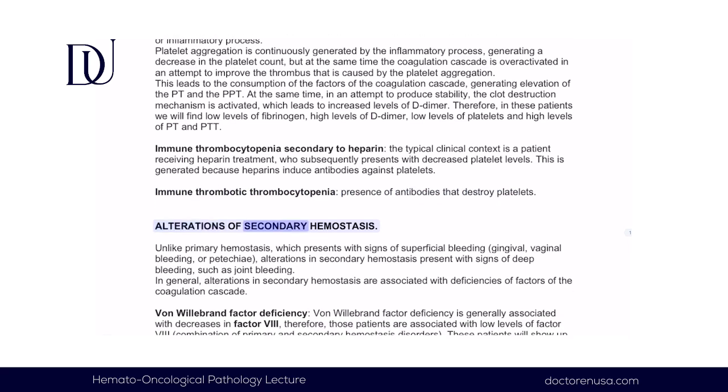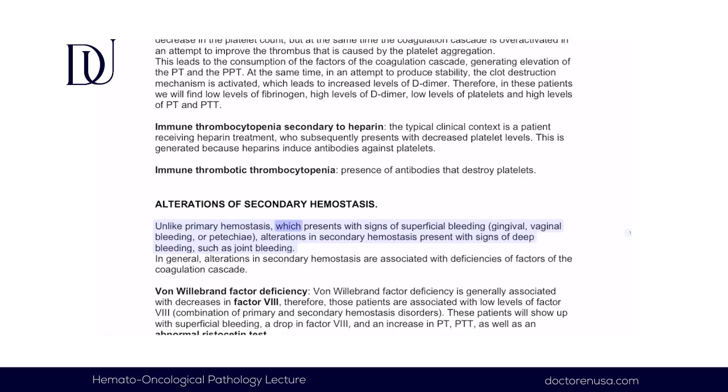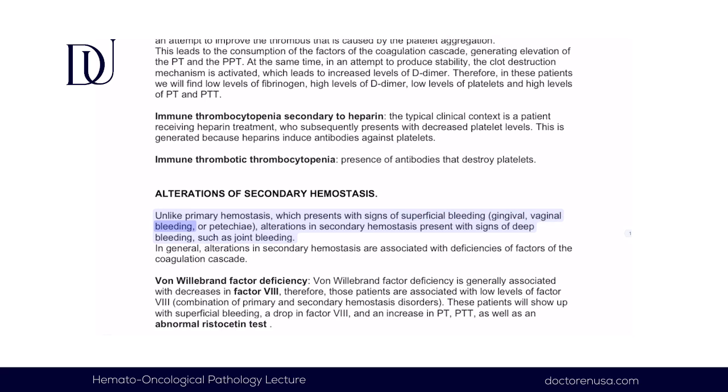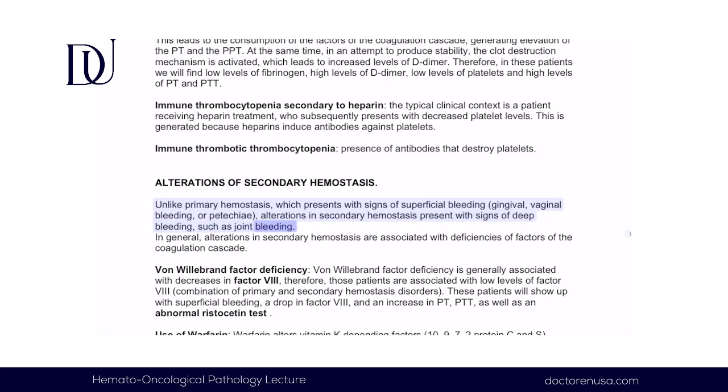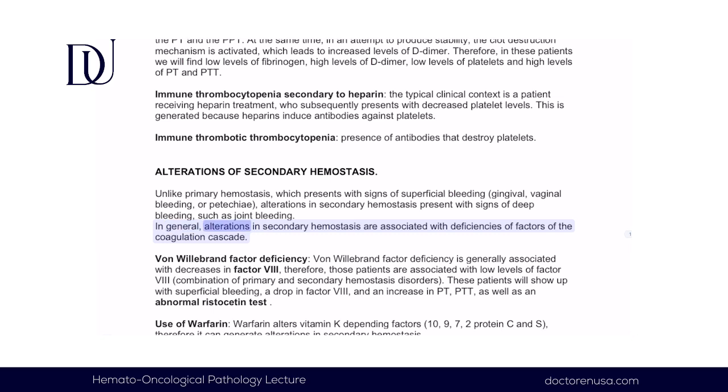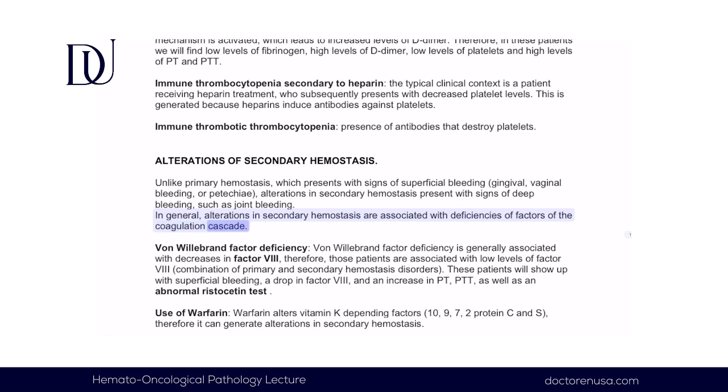Alterations of secondary hemostasis. Unlike primary hemostasis, which presents with signs of superficial bleeding, gingival, vaginal bleeding, or petechiae, alterations in secondary hemostasis present with signs of deep bleeding, such as joint bleeding. In general, alterations in secondary hemostasis are associated with deficiencies of factors of the coagulation cascade.